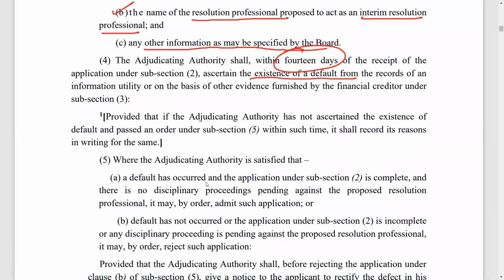However, there is also an amendment that NCLT may take more than 14 days, but if it does so, it needs to record the reasons, right? The reasons are to be recorded in writing, why NCLT couldn't ascertain the default within 14 days.